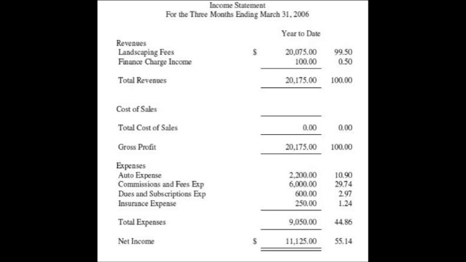To calculate gross profit, we use the equation gross profit equals total cost of goods sold minus total sales. To calculate net income, we use the equation net income equals income minus expenses.